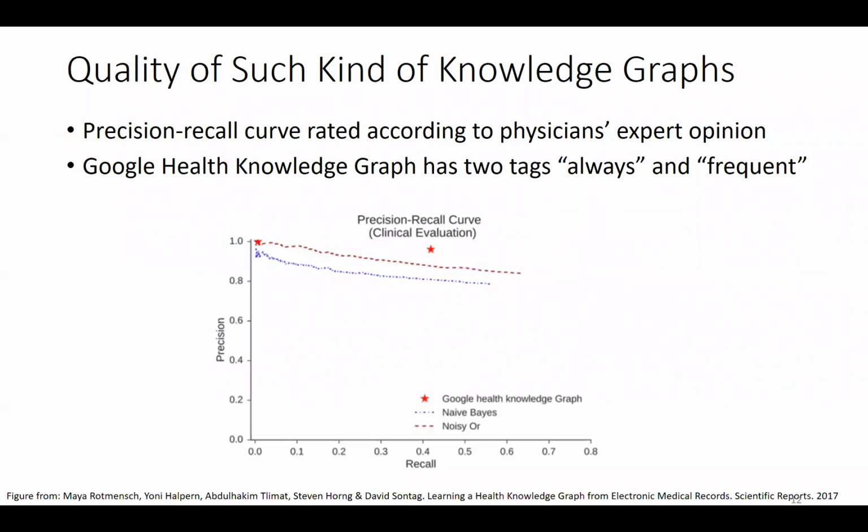Here I show the precision recall graph of the extracted symptom disease relations examined by medical doctors to give you some sense about the results. The Google Health Knowledge Graph shows very high precision for both most typical symptoms as well as frequent symptoms. But the recall is lower than 40%, even for frequent ones. On the other hand, the automatically extracted relations shows very good recall, but the precision is not as good as human curated ones.